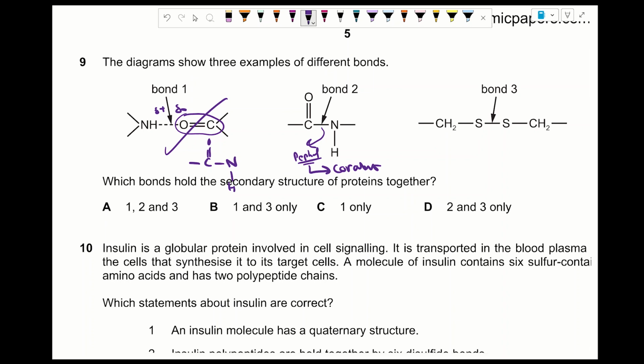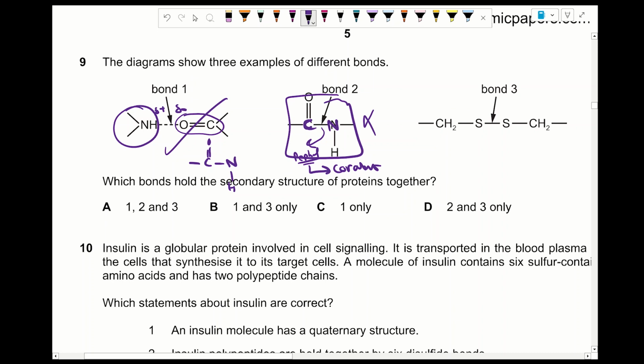Therefore, this is incorrect. Be careful. Here, we're forming hydrogen bonds between different peptide bonds. You can clearly see these are different proteins. However, here is the same. Therefore, this is incorrect. Plus, this is a covalent bond between the carbon and the nitrogen, which is the primary structure. So, bond 2 is incorrect.